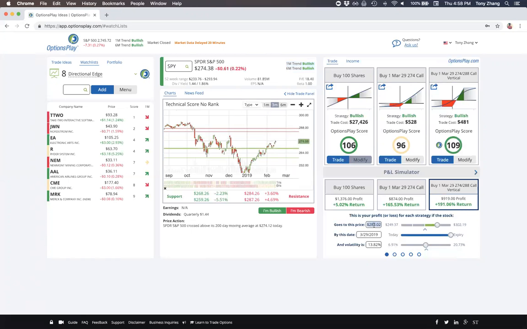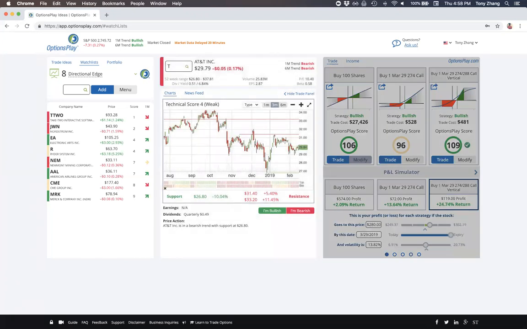But as you can see, if this goes up to 280, the returns probably aren't very attractive. So in my opinion, you don't have a lot of upside here. Yet I wouldn't go short SPY at the moment. So this is more the middle ground, if you will, for SPY.